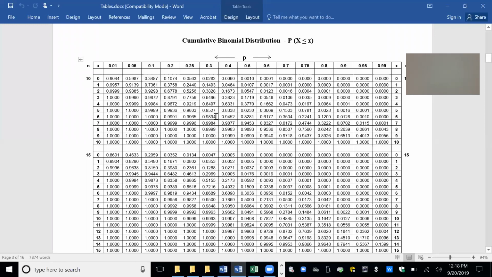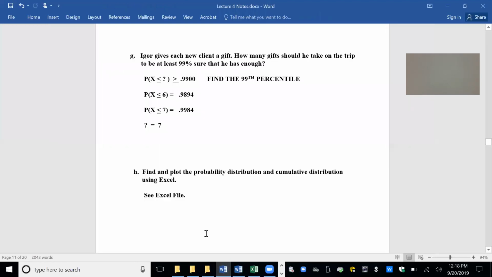You don't grab the closest one to 0.99, you grab the first one bigger than or equal to 0.99 to get the correct value. So that's the first one bigger than or equal to 0.9900. It is 0.9984, and that's in row 7. Stock 7. Take 7 gifts on your trip. Okay, it is the first one bigger than or equal to. When you look up percentiles, we pick the first one bigger than or equal to.